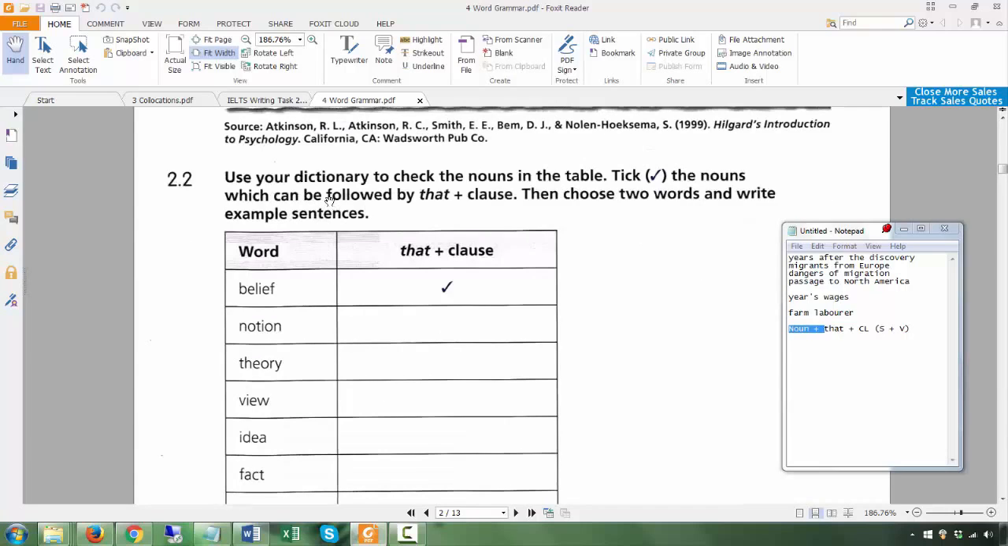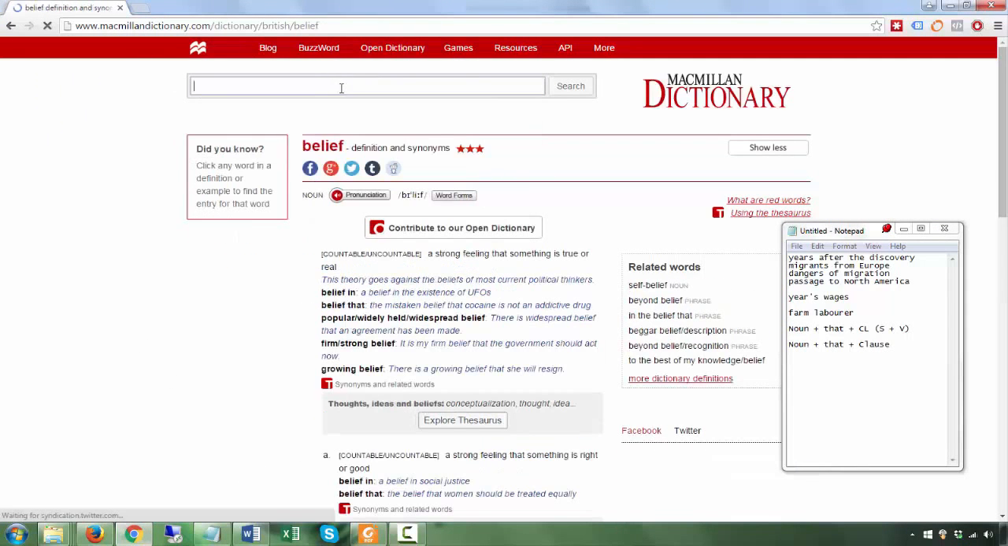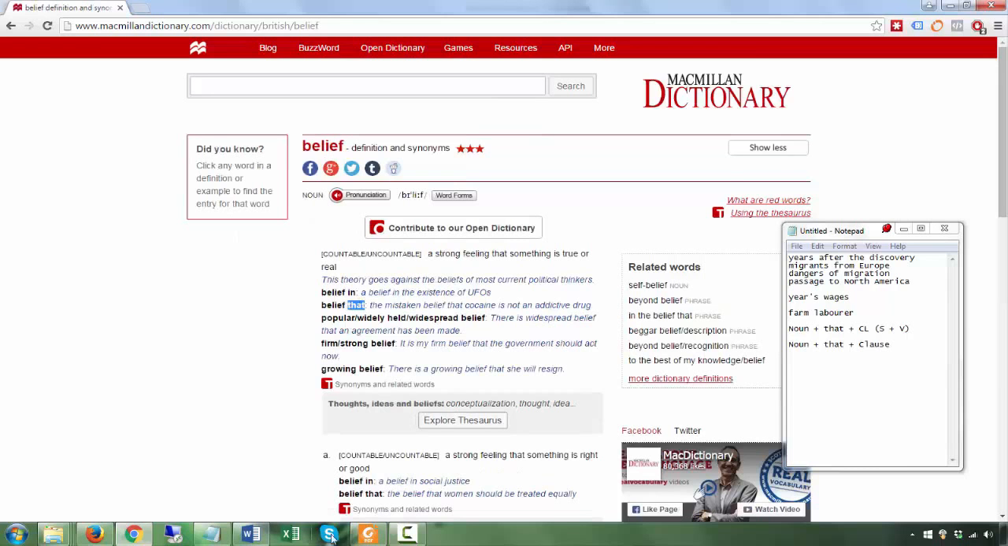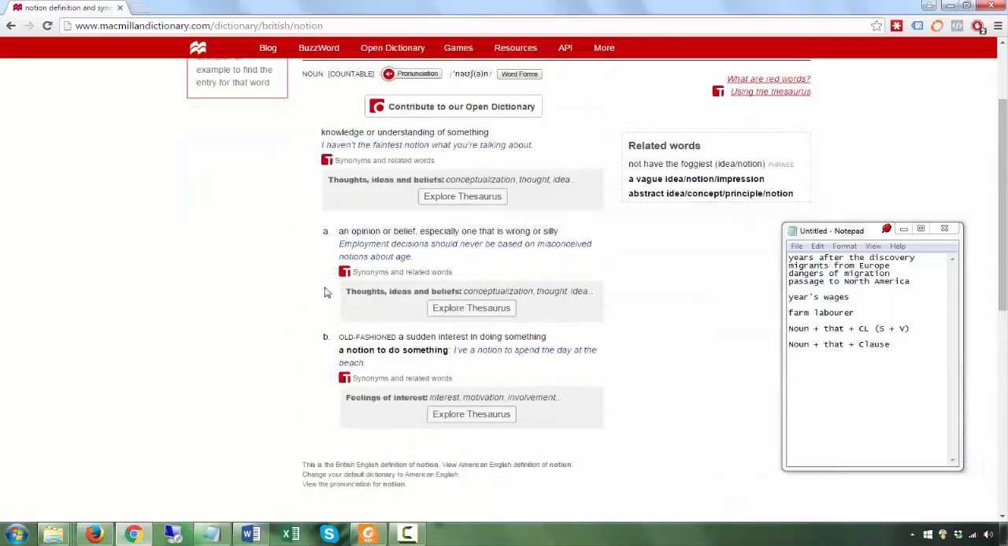But the question here, 2.2, basically it's asking you after which of these words, which of these nouns, because we are focusing on nouns here, has this pattern that after the noun you can have a that plus clause. Okay, so which has these patterns? So if you go to belief, that plus clause, so that's possible. Notion. Now, notion, you don't have notion that plus clause, right? You have a notion to do something.